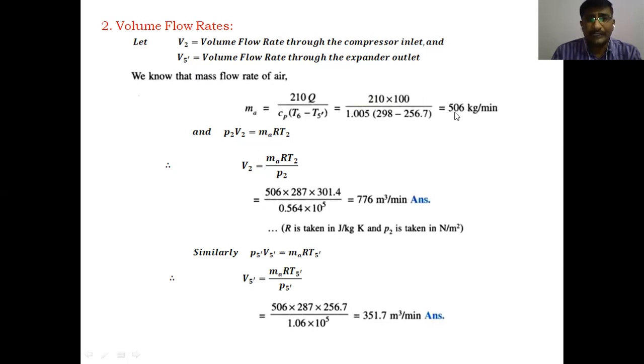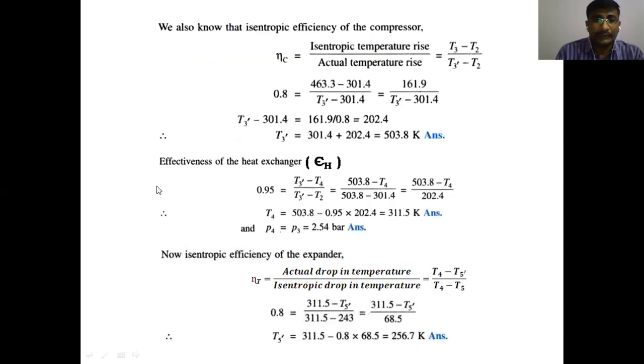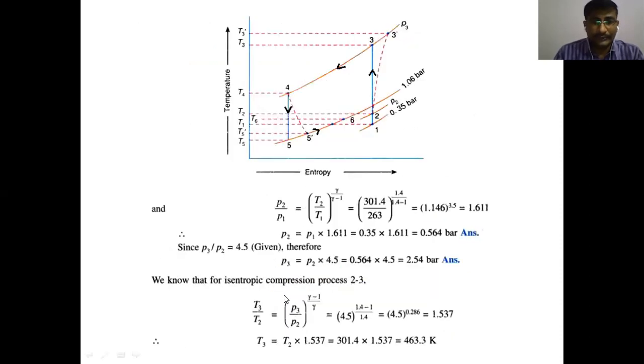MA is the mass of air entering the compressor, 506 kg per minute, into 287, the gas constant for air, and T2, the temperature at inlet of the compressor, is 301.4. Then the pressure at inlet of the compressor is 0.564 into 10 to the power of 5 newtons per meter square, as we calculated for P2. P2, the pressure at point 2, is 0.564 bar. It is in bars.